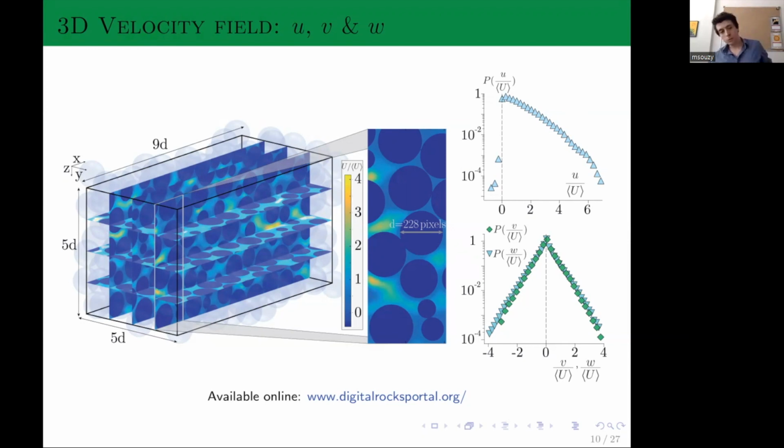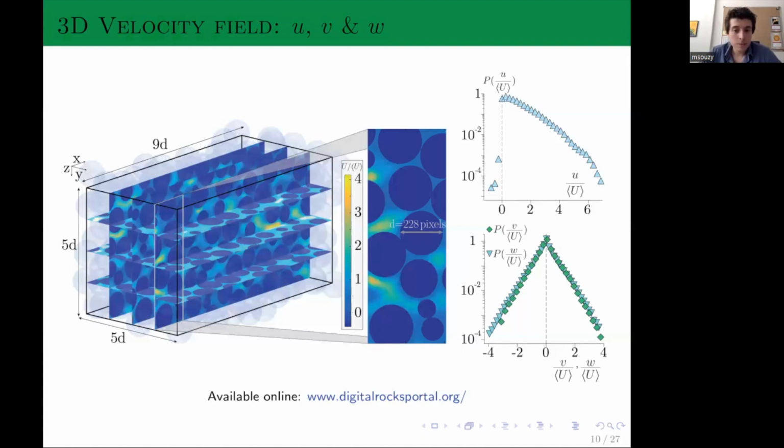So if you want, this velocity field is made available on the Digital Rocks portal. It has already been used for benchmark and validation of CFD codes to compute the flow within porous media. So that could be, for instance, an example of usage that can be made of these data sets.